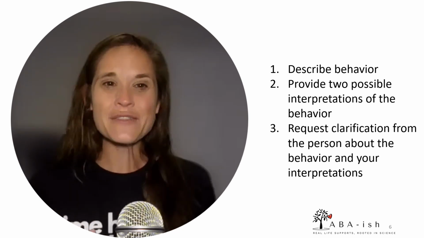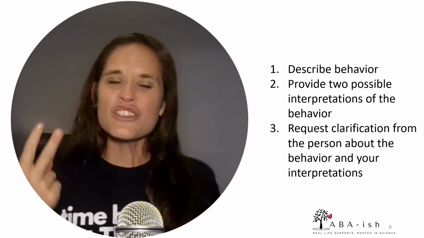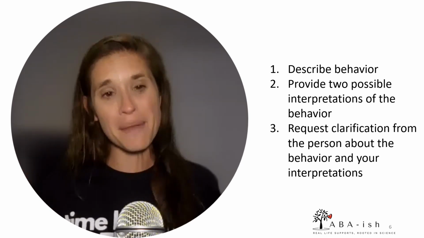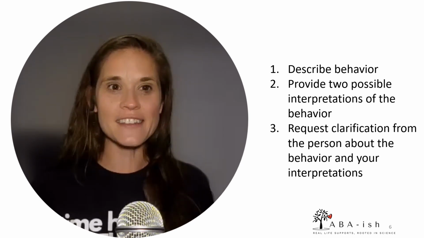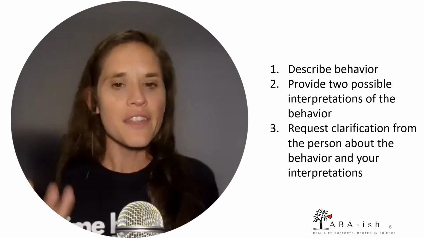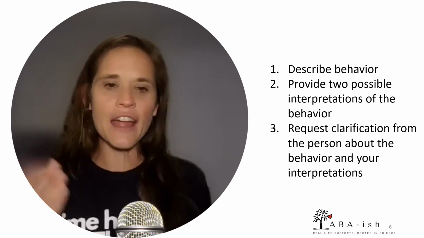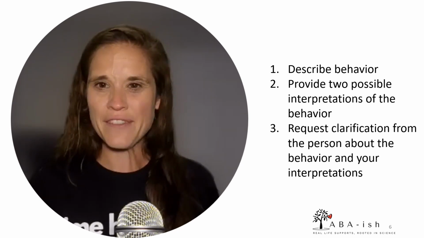So I always tell students, give the interpretation that you have in your head, and then try to think of one that paints it in a more positive light or is more sympathetic to that person. Sometimes how I help students think of that is to think about the reasons why you might do those things. The third thing is to request clarification from the person about the behavior and your interpretations. All right, so let me give you guys an example of this.